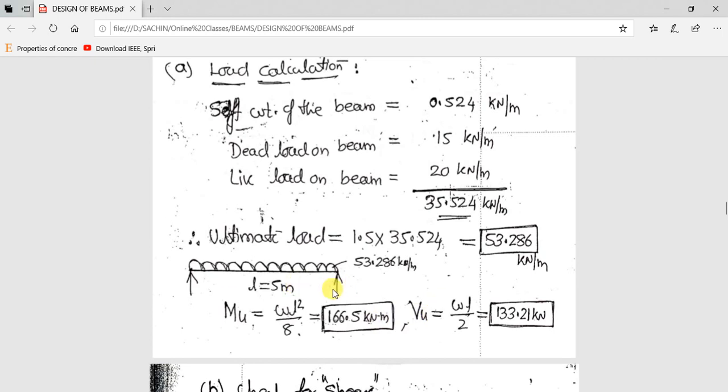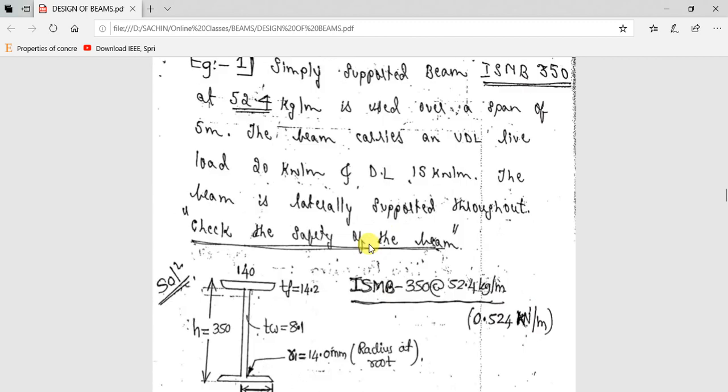And for a simply supported case, the shear force is nothing but WL by 2, and that will be equal to 133.21. So we obtained Mu, the maximum bending moment, that is 166.5 kN meter, and the maximum shear force is 133.21 kN, and these two are acting on this particular beam of span 5 meters, and what kind of supported beam is it? It is laterally supported throughout.